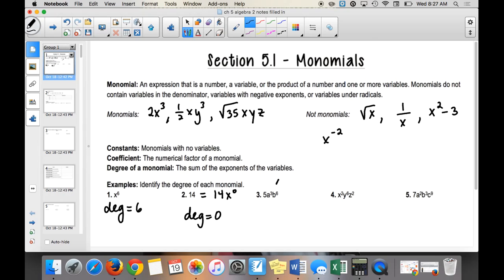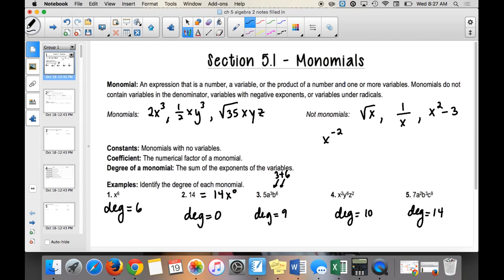All right, so this one has a cubed and b to the 6th. So we had 3 and we had 6, so we're going to add those together. So the degree of this monomial is going to be 9. So what's the degree of the next one? 10. And what's the degree of the last one?